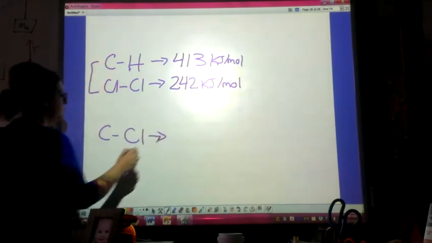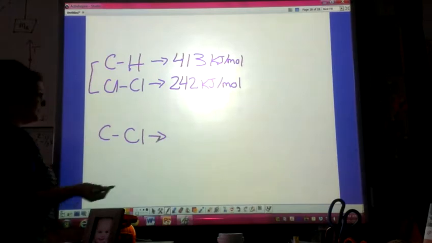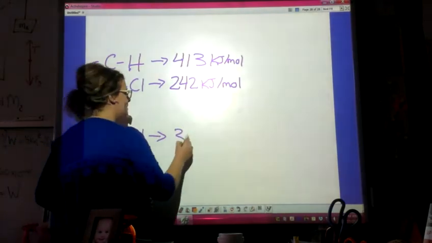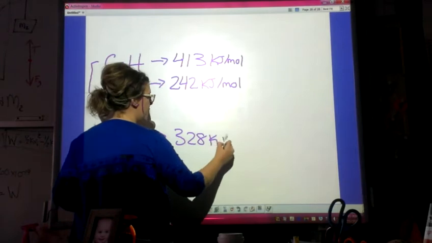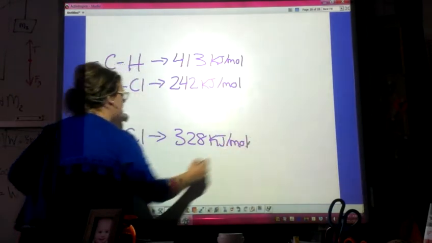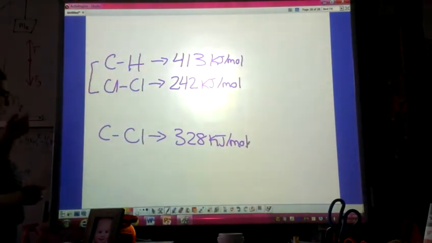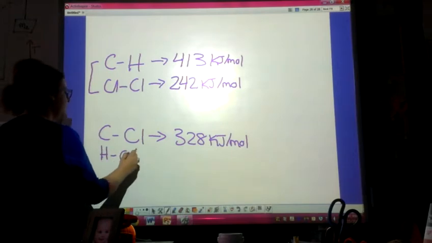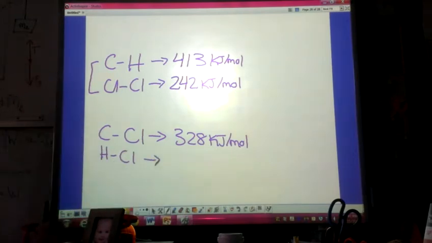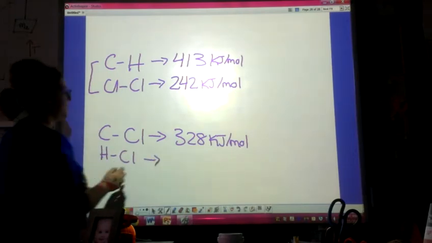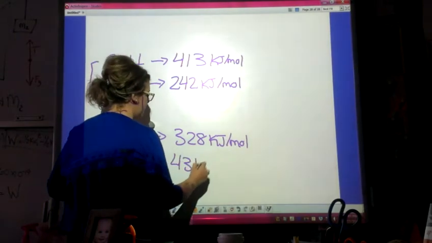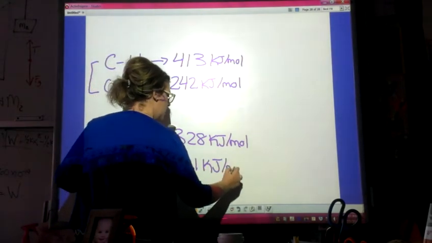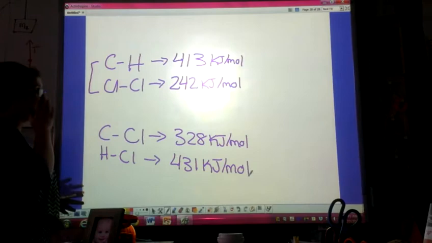So the ones I formed, so carbon-chlorine bond, that bond enthalpy, if I look at that table, is 328 kilojoules per mole. And then the very last one was the HCl bond, and I had one of those. And then the HCl bond was 431 kilojoules per mole. Okay, so I have all of my bond enthalpies.